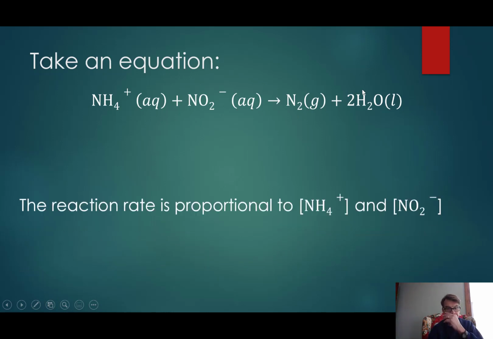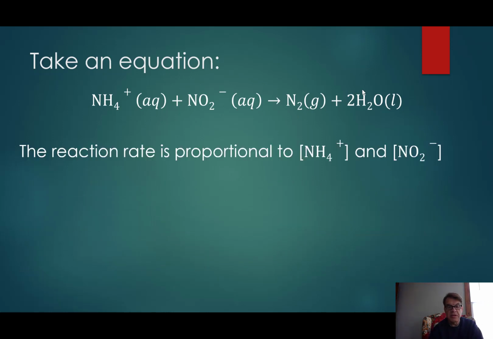Now what we find is that the reaction rate for this is proportional to the concentration of the ammonium ion, and it's proportional to the concentration of the nitrite ion. It's a one-to-one kind of relationship. As the concentration of ammonium goes up, the reaction rate goes up, or the concentration of the nitrite ion goes up, the reaction rate goes up, and vice versa if it goes down. And so it's what we call a linear reaction.